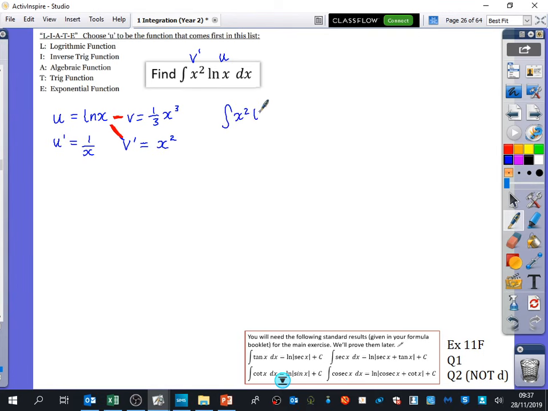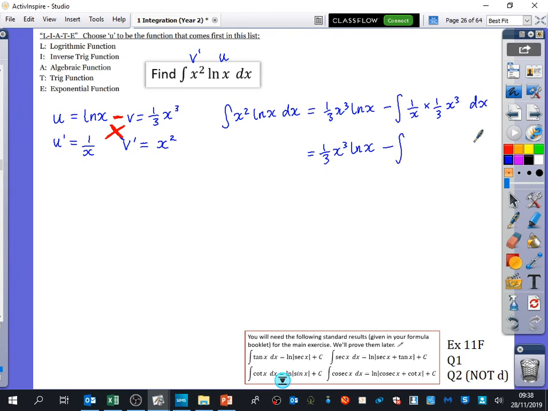So the integral of x squared ln x dx is equal to uv, which is a third x cubed ln x. And then we're going to minus. Don't forget that it's minus. It's not like the product rule where it's a plus. You're going to then minus the integral of the other two things that we haven't yet integrated, which are these two things here, the pair that we have on the other side, which is 1 over x times by a third x cubed dx. So we get a third x cubed ln x minus the integral.